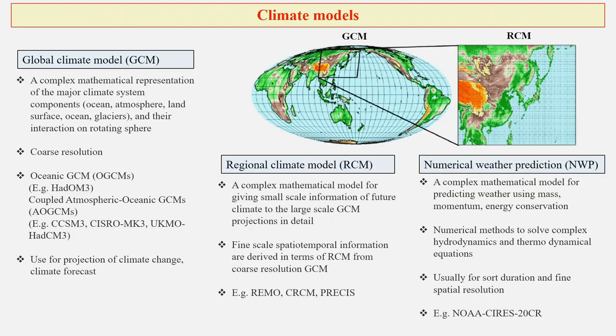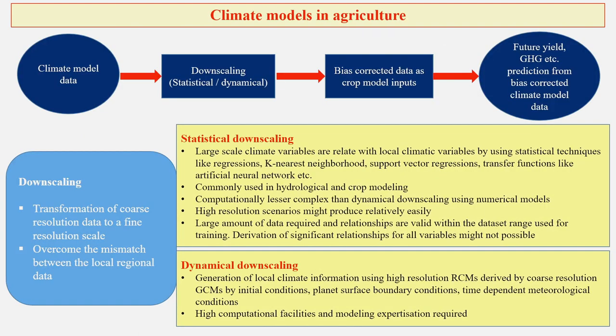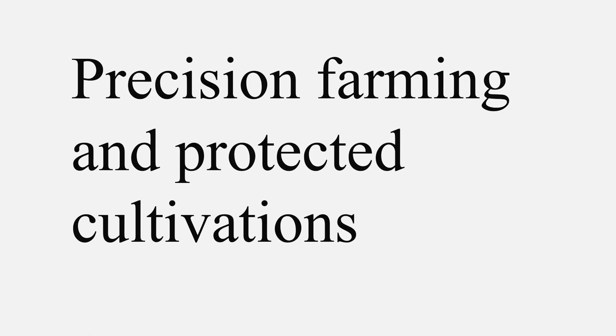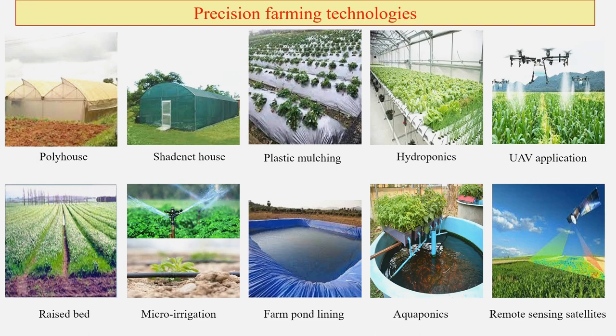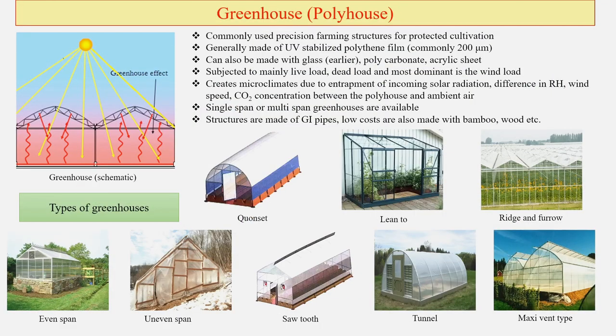Then we talked about GCMs and RCMs, how they work, and how we can apply the outcomes of different climate models to the agriculture system. We also then discussed, if you recall, precision farming and protected cultivation, which are becoming very popular in developed countries as well as in our country. So we discussed the various purposes of this kind of farming system, and then we discussed various types of precision farming, how they look and how they are maintained.